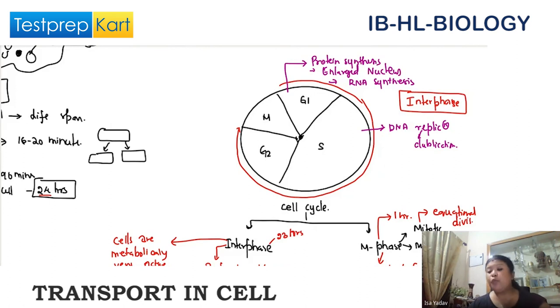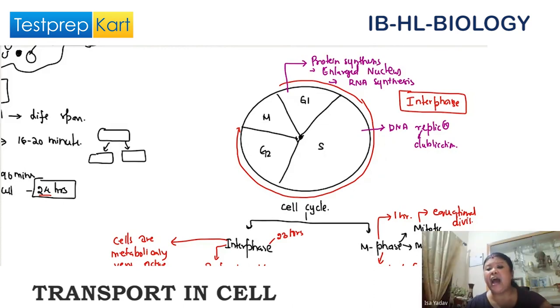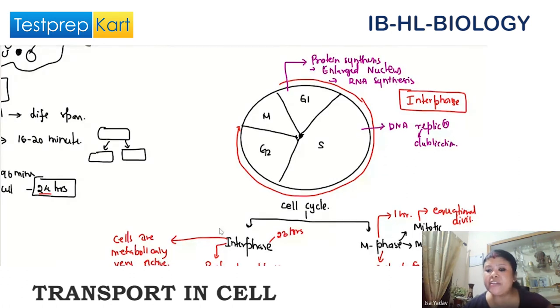Like that, when a cell divides, the cell does not break its DNA. It will double its DNA. This is one copy of DNA. It will make another copy of the DNA and put it into the cell. So here DNA duplication means the amount of DNA is doubled.